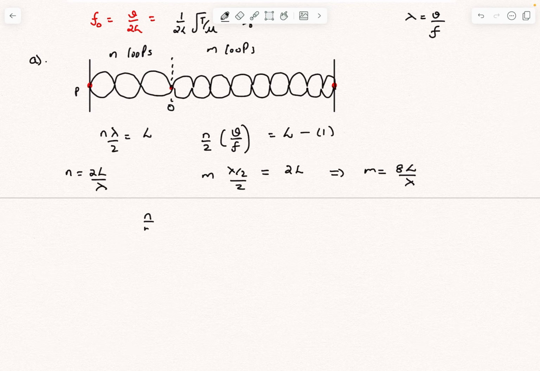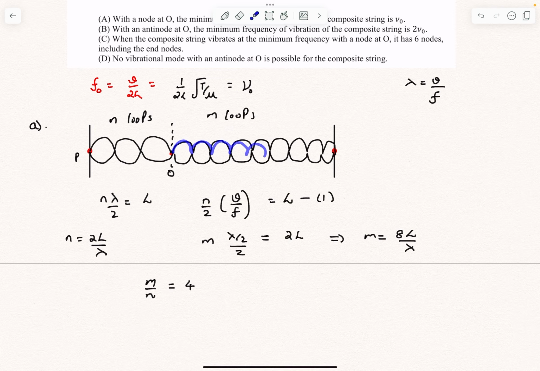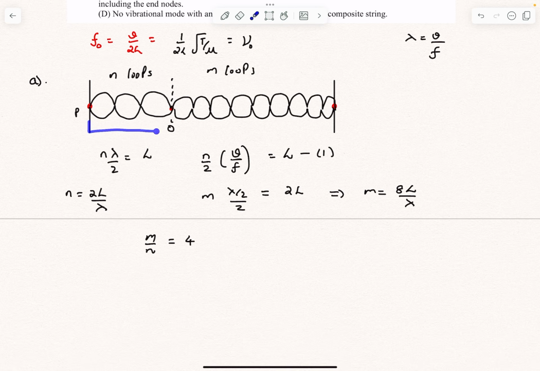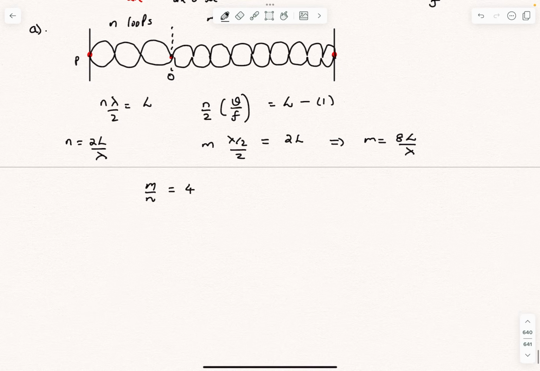Okay, so now we have to take the ratio of n and m. If I do m by n, this turns out to be 4. What that means is the number of loops on the right string should be 4 times the number of loops on the first string. For example, if we take n equals 3, then m has to be 12. Okay, so the minimum possible case will obviously be when n equals 1 and m equals 4, right?